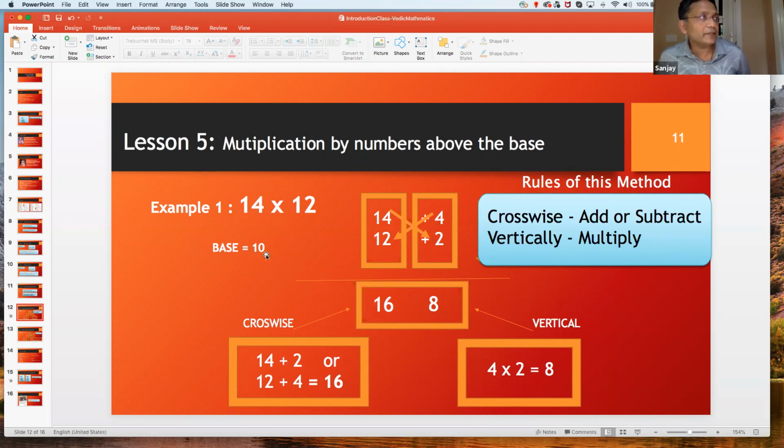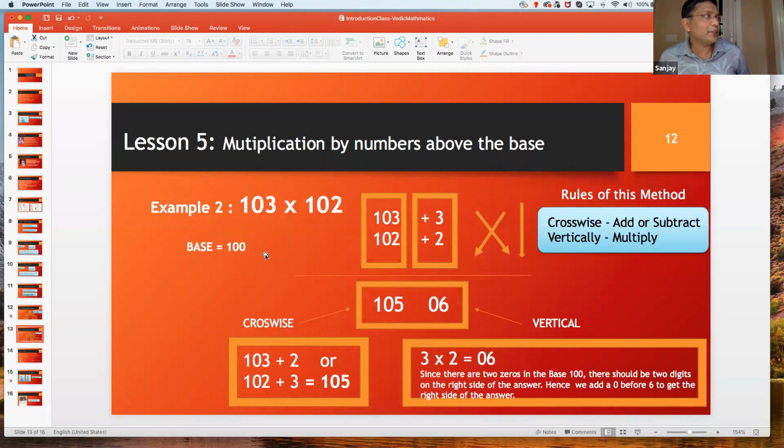They are all above the base of 10. Okay, so once you see a couple of examples, I think this is more clear. I'm going to show one more example.